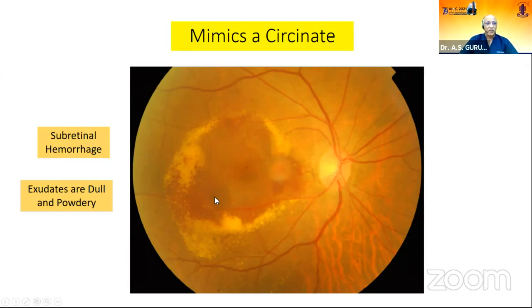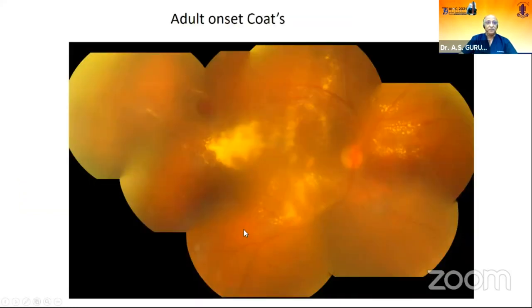the subretinal hemorrhage. So we have to look at the pictures which mimic hard exudates, mimic diabetic macular edema, mimic a circinate, and we have to rule out in such cases subretinal hemorrhage and the dull and powdery hard exudates, which I like to distinguish from the other type of exudates. This type of exudate is typical of PCV.